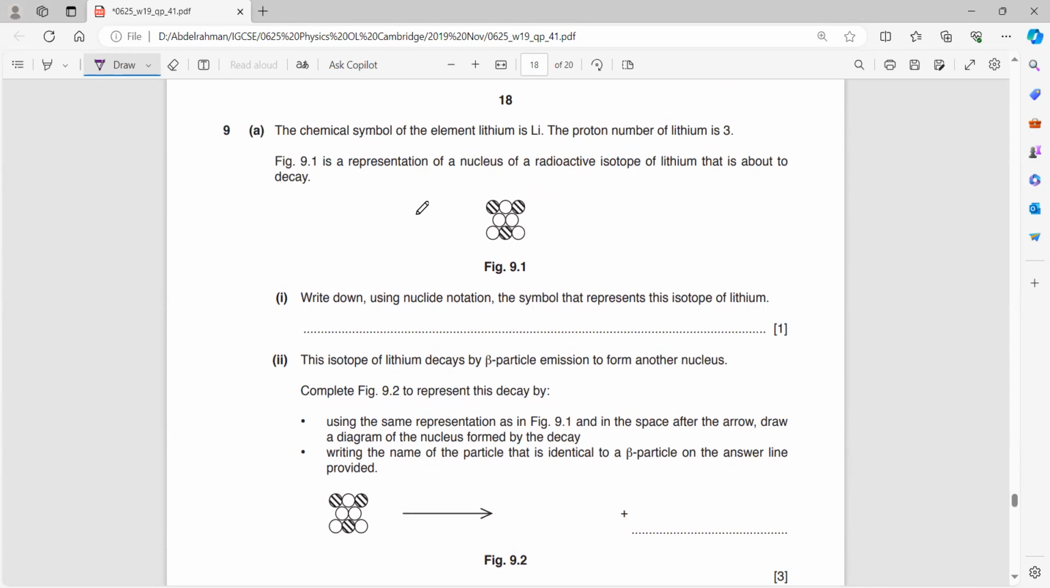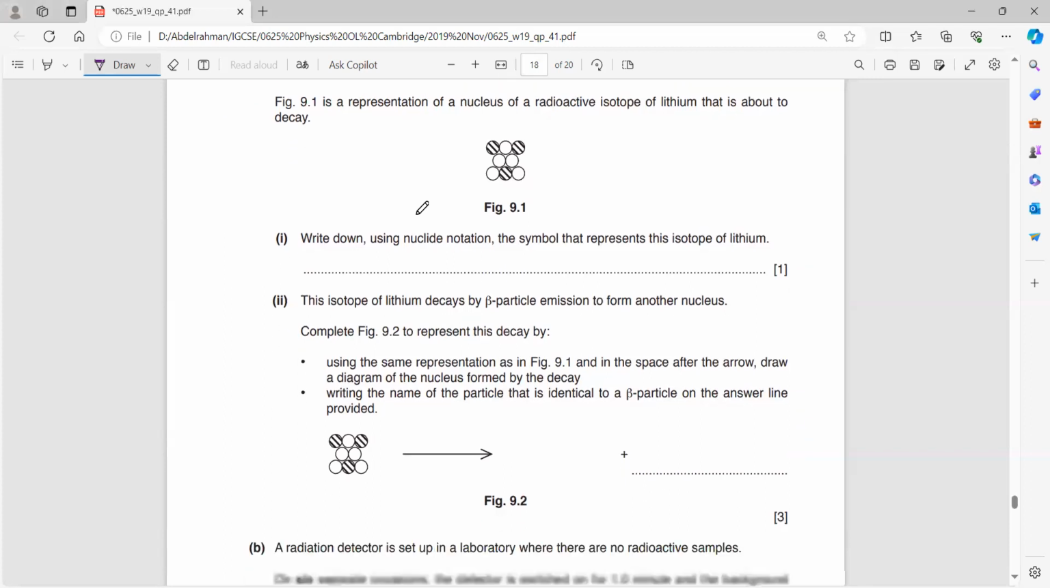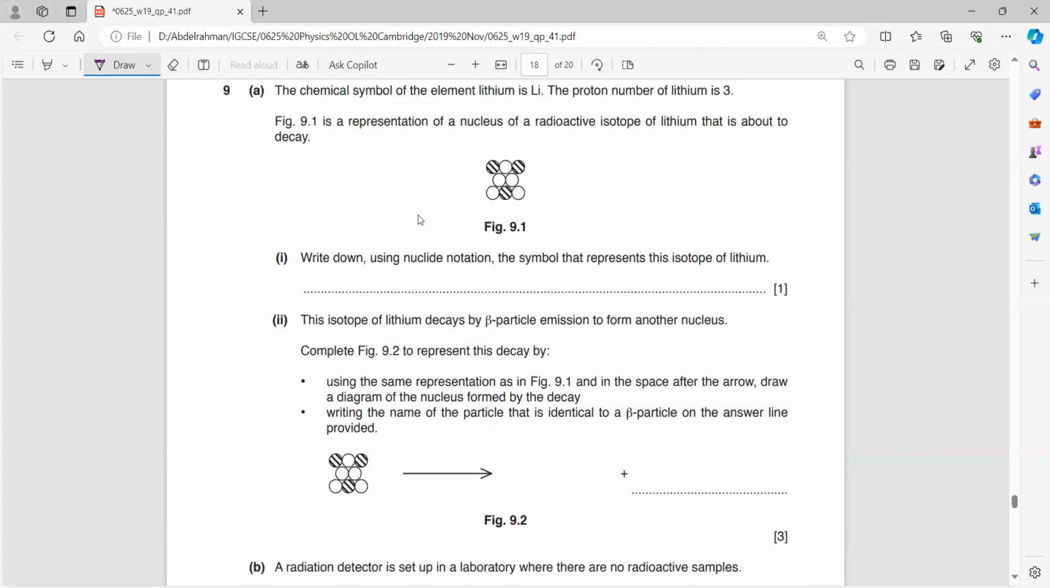Write down using nuclide notation the symbol that represents this isotope of lithium. Chemical symbol of lithium is Li, the proton number is 3. عايزين نكتب النيوكليايد نوتيشن. حد يعرف يقول لي النيوكليايد نوتيشن هنا نكتبها ازاي؟ 8/3. 8 فوق و 3 تحت. طب على الشمال ولا على اليمين؟ Right, on the left. احنا in physics we write it down on the left. هنا اكتب Li وبعدين 8 وتحت 3.